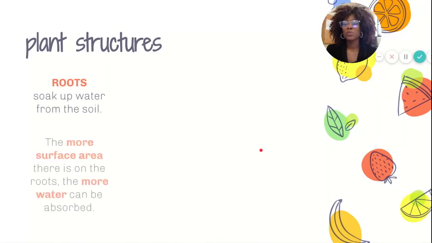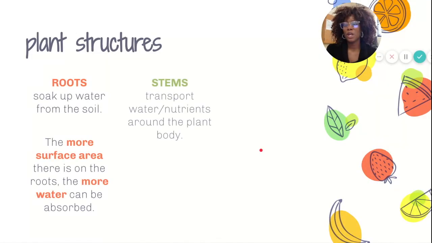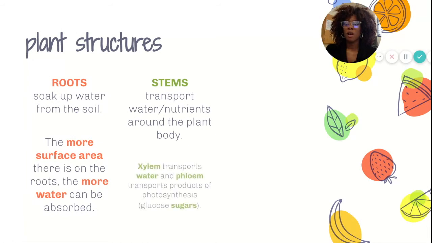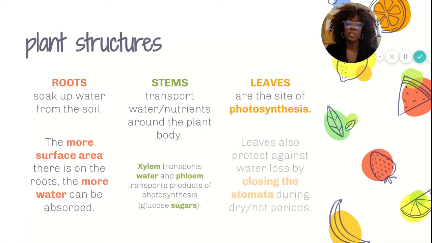Here's the answers. So roots are going to soak up water from the soil. The more surface area there is on the roots, the more water can be absorbed, while stems are going to transport water and nutrients around the plant body. Xylem transports water, and phloem transports products of photosynthesis. Leaves are the site of photosynthesis. They also protect against water loss by closing stomata during dry and hot periods.